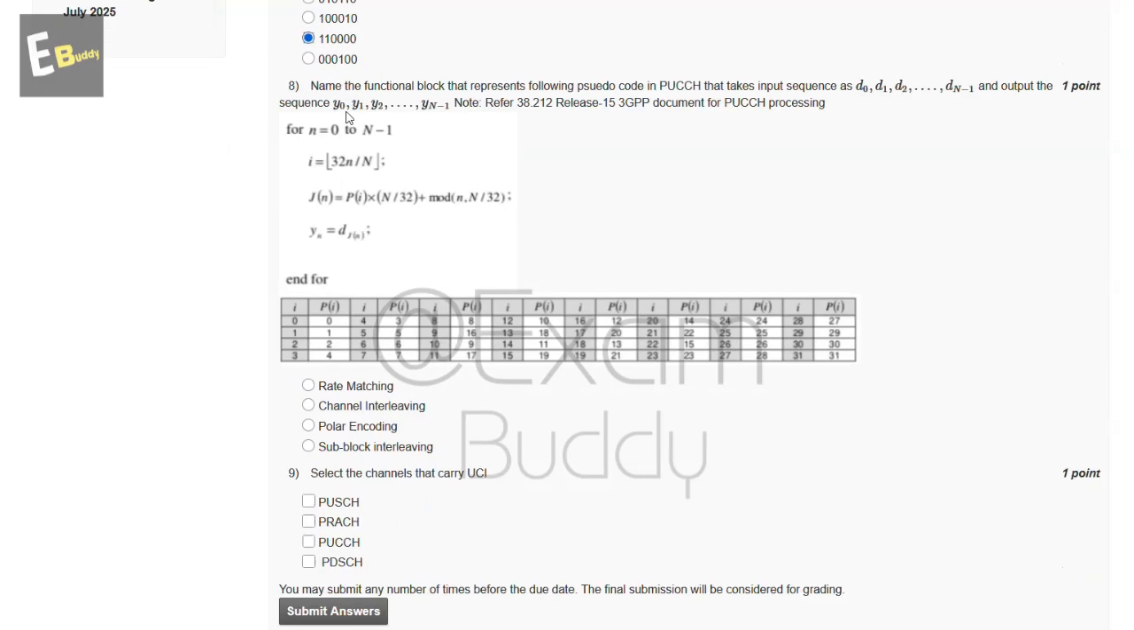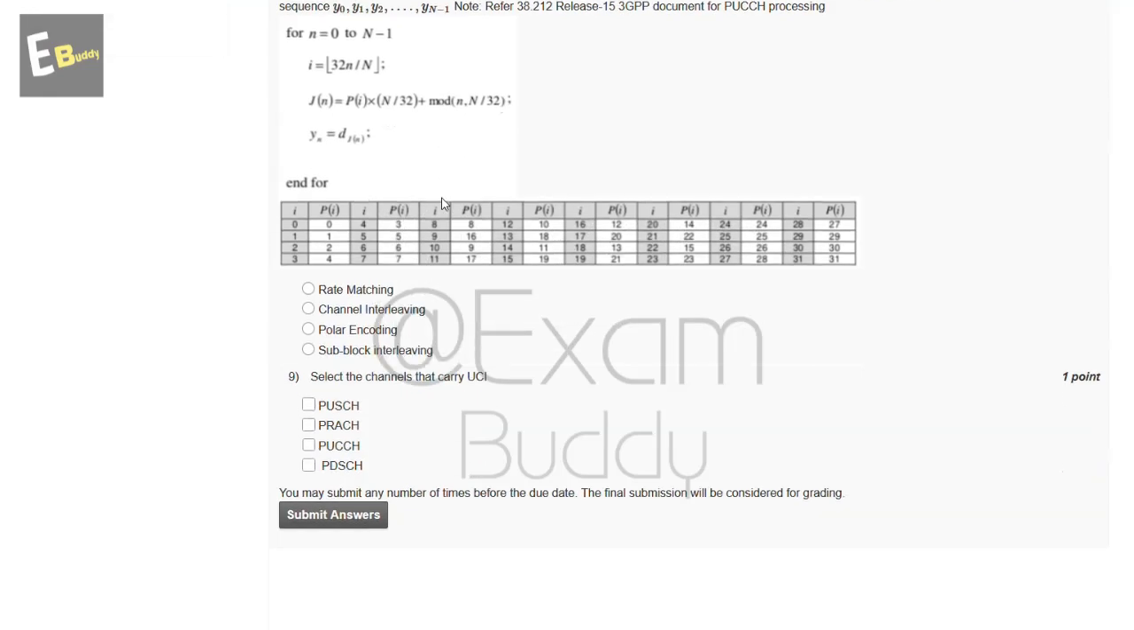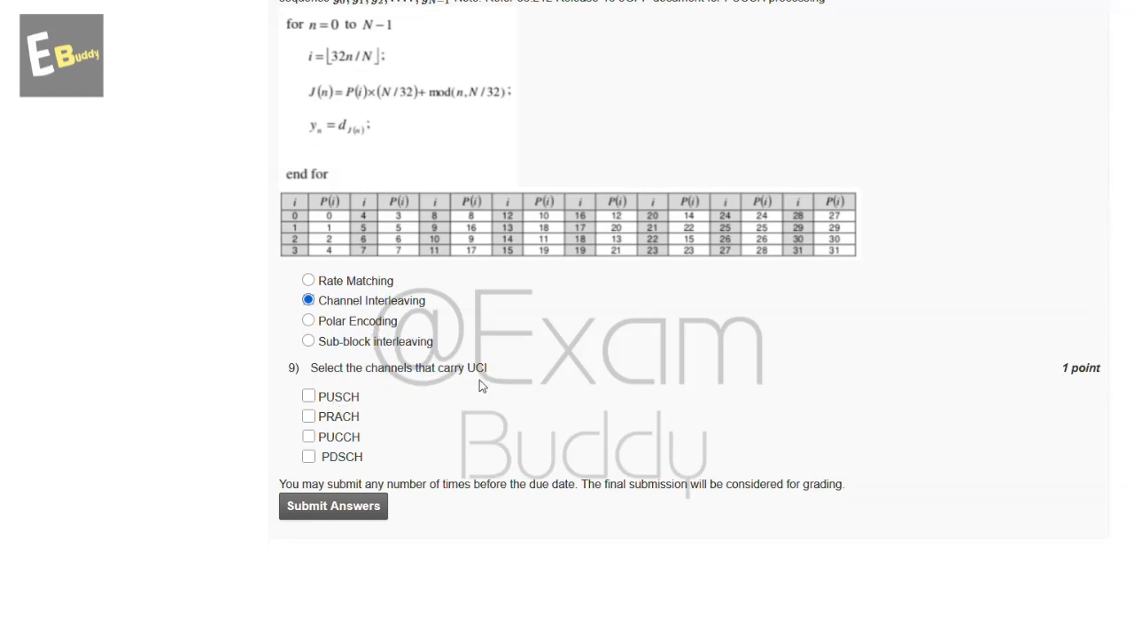Now the eighth question is name the functional block that represents the following pseudo code in PUCCH that takes input sequence as D0, D1 and so on and outputs the sequence Y0, Y1 and so on. Note, refer to 38.212 release 15 3GPP. So the answer of our eighth question is B, channel interleaving. Now the ninth question is select the channel that carries UCI. So these are the options and the answer of our ninth question is A and C.